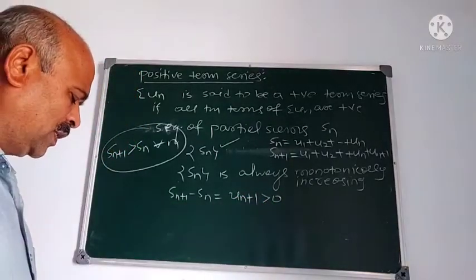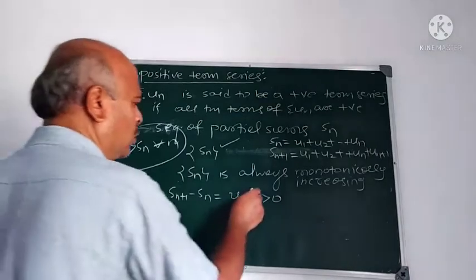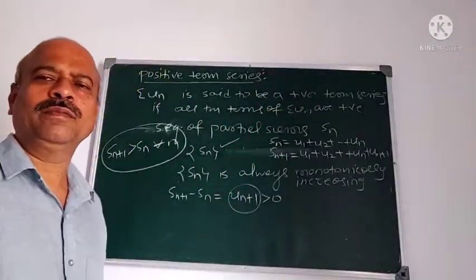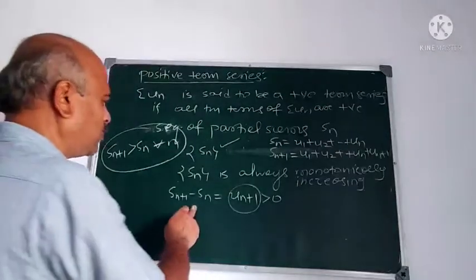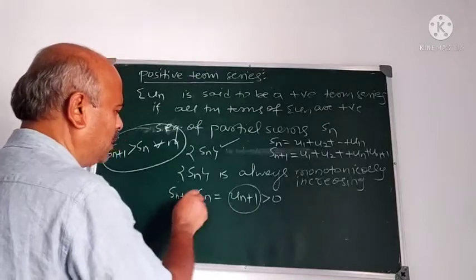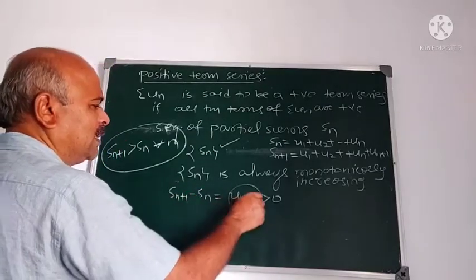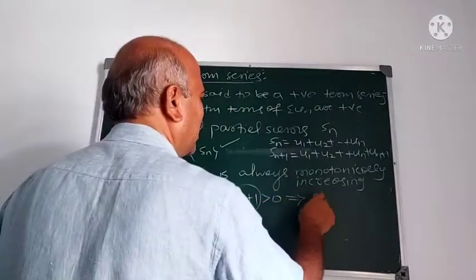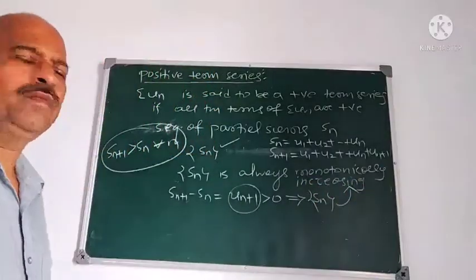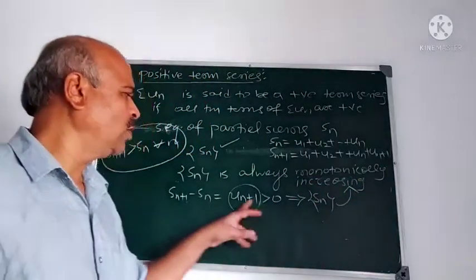Why is un plus 1 greater than 0? Because it is positive. All the terms of the series are positive. Therefore, or sometimes we may take Sn minus 1, but there is no problem, Sn plus 1 minus Sn is greater than 0. This implies Sn is monotonically increasing. Now what is the important thing of this?